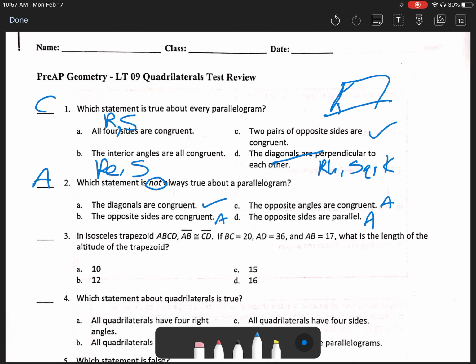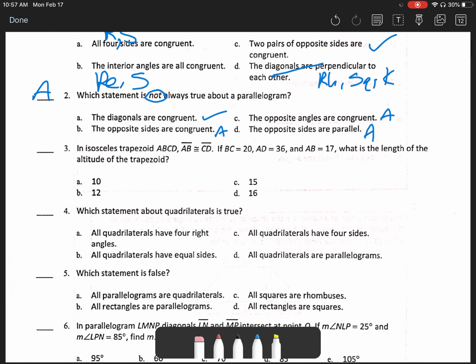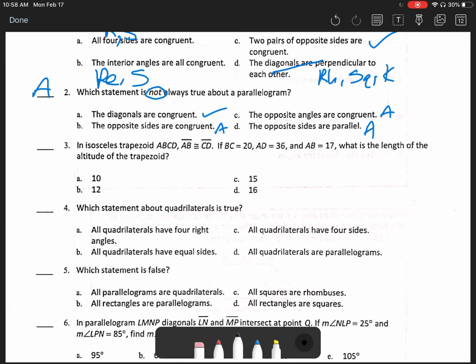Number three, in an isosceles trapezoid. Okay, so we'll draw this out. So we have an isosceles trapezoid, which means that we have two sides congruent to each other. And then we're going to mark A, B, C, D. It says AB is congruent to CD. If BC is equal to 20 and AD is equal to 36, and AB is equal to 17, what's the length of the altitude?